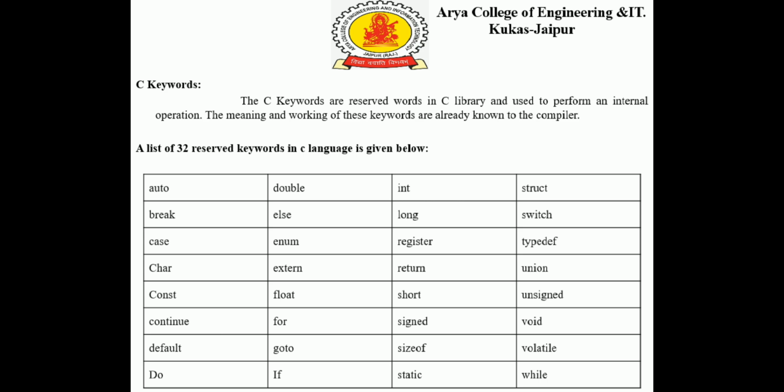How many keywords is the C language having? It is having 32 reserved keywords, and C++ is having 64 reserved keywords. The keywords are in front of you in a table. They are auto, break, case, char, and so on.